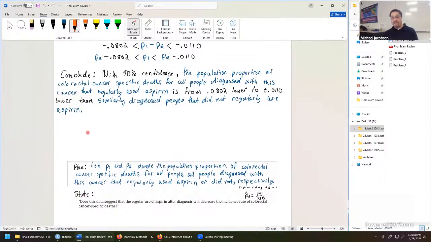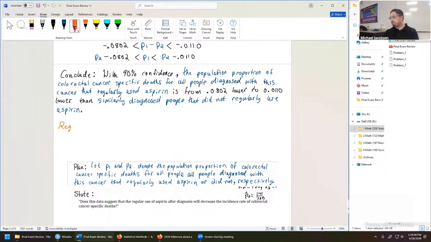So I'll put this in orange to convey this is just wrapping this up. Does the data suggest regular use of aspirin after diagnosis will decrease the incidence rate of the colorectal cancer specific deaths? We can say yes, because 0 is not in this interval. Those that used aspirin regularly always had a lower rate of deaths. So we can say now for our final comment, yes would be weird there. Let me just say it this way.